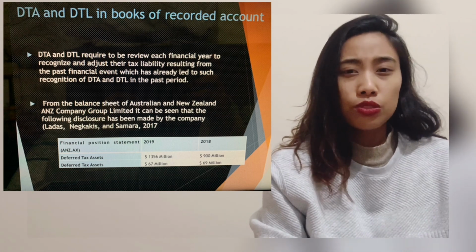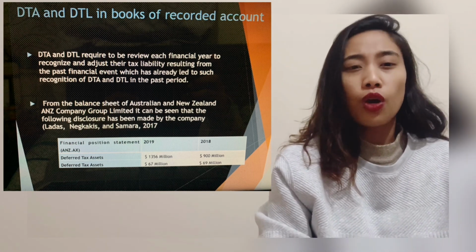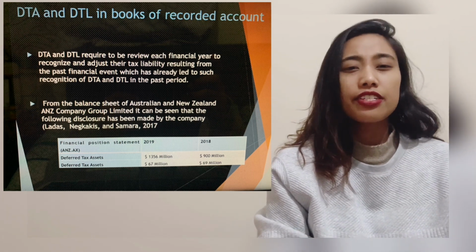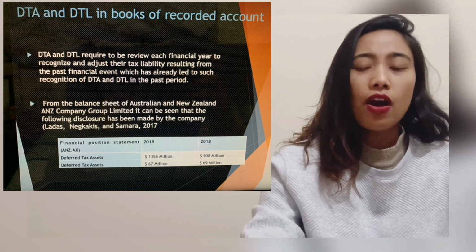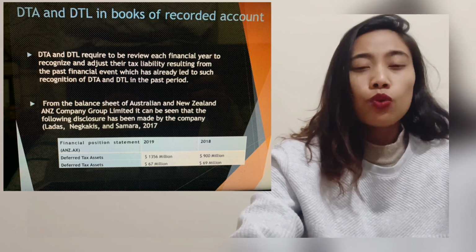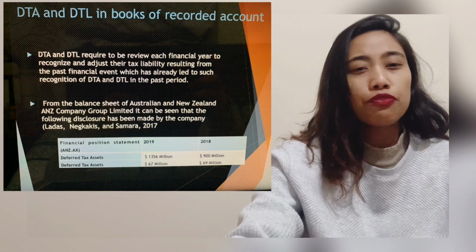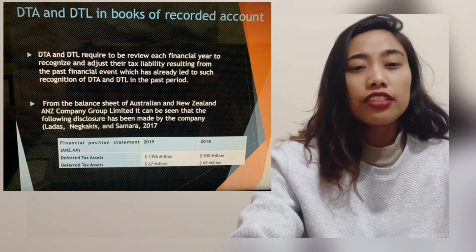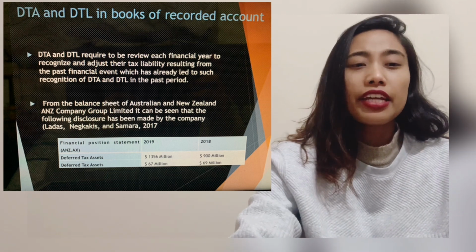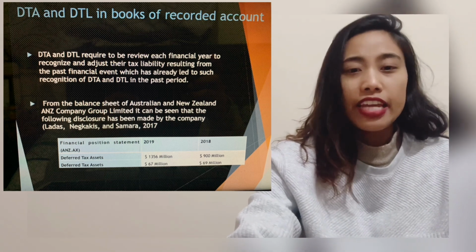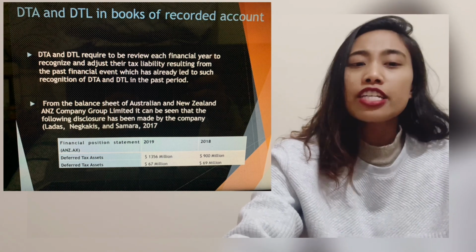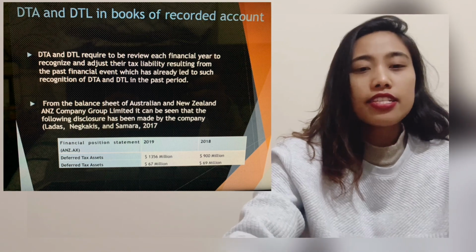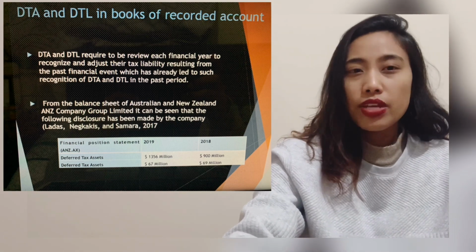Likewise, DTA and DTL recorded in the books of account require to be reviewed each financial year to recognize and adjust their tax liability resulting from past financial events which have already led to such recognition of DTA and DTL in past periods. From the balance sheet of the Australian and New Zealand ANZ Company Group Limited, it can be seen that the following disclosure has been made by the company as per Ladus, Nicholas and Samara 2017, as you can see in the table.